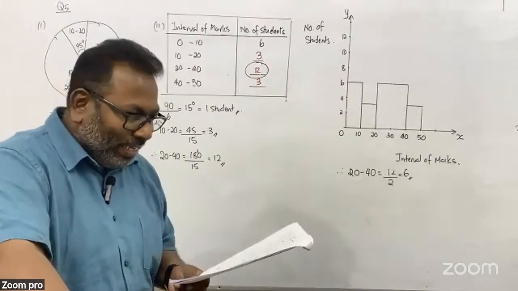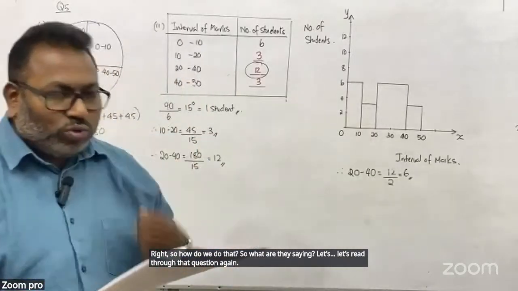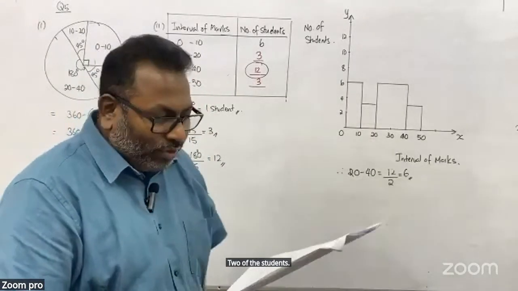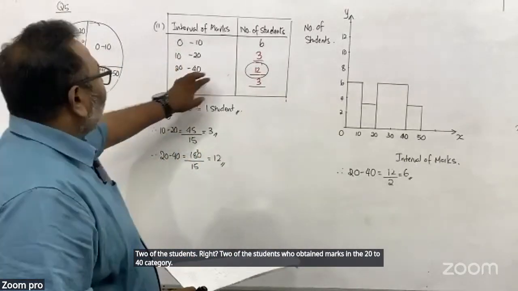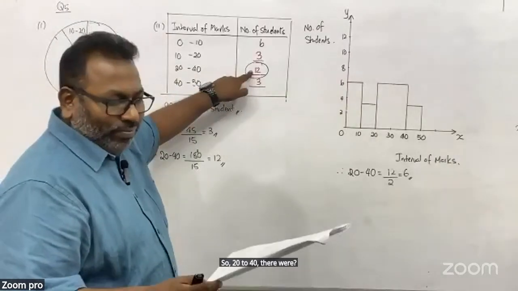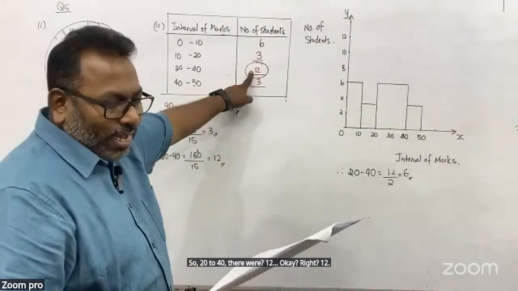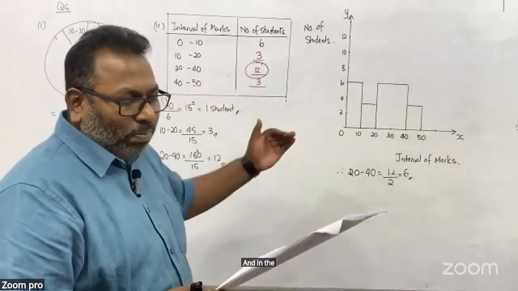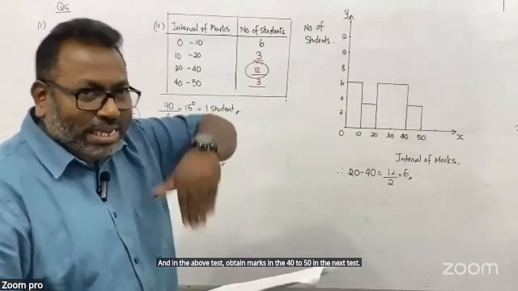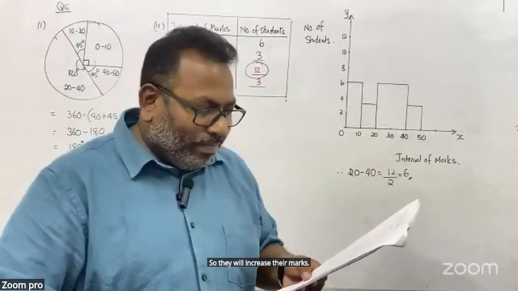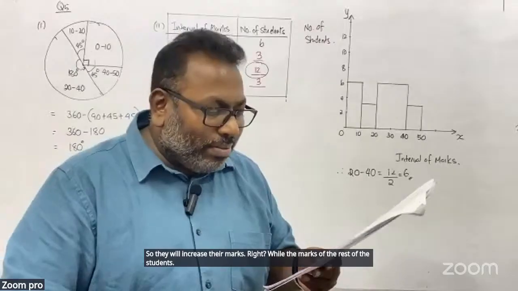So what are they saying? Let's read through that question again. 2 of the students, right? 2 of the students who obtained marks in the 20 to 40 category. So 20 to 40, there were 12. Right? 12. And in the above test, obtained marks in the 40 to 50 in the next test. So they have increased their marks. Right? While the marks of the rest of the students remained unchanged.